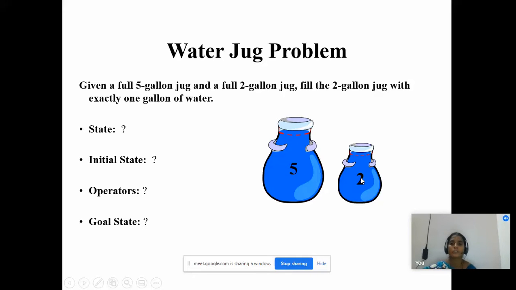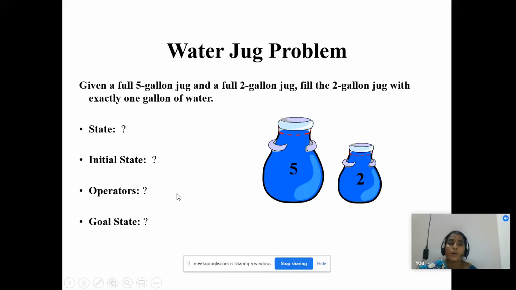What operations are we going to perform to reach the goal state? What conditions are we going to consider here? We can fill jug 1, we can fill jug 2, we can empty jug 1 and we can empty jug 2. We can transfer some water from jug 1 to jug 2 and jug 2 to jug 1, or we transfer the entire water from jug 1 to jug 2 or jug 2 to jug 1.